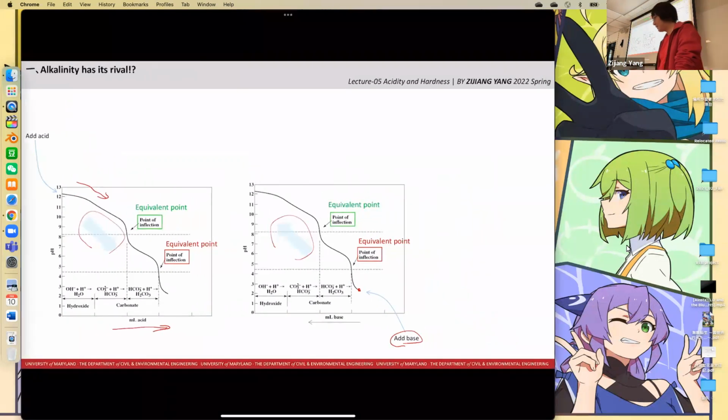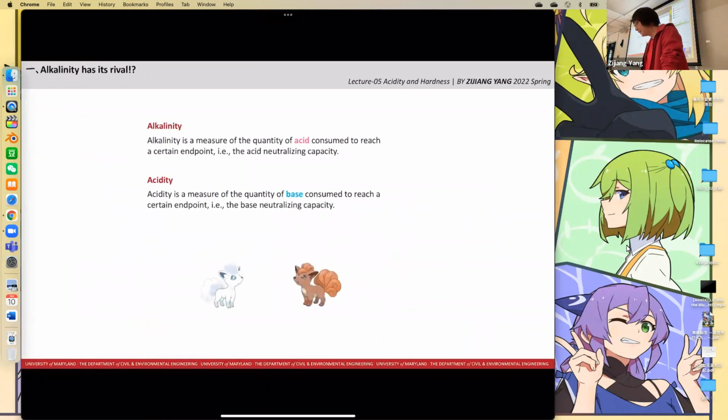And by adding the base, we can determine the acidity. Recall that for alkalinity, the definition is that it is a measure of the quantity of acid consumed to reach a certain endpoint. On the other hand, acidity is the measure of the quantity of base consumed to reach a certain endpoint. So basically, they are the same. But for alkalinity, we add acid, and for acidity, we add base. So yeah, I would say they're kind of like this.